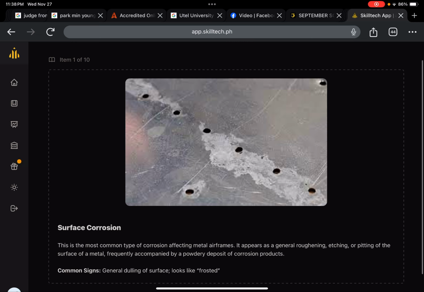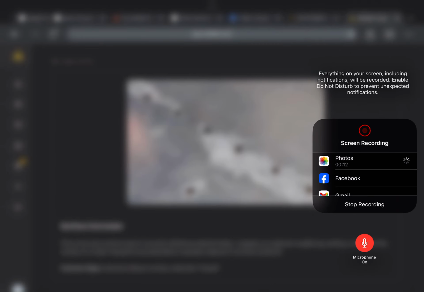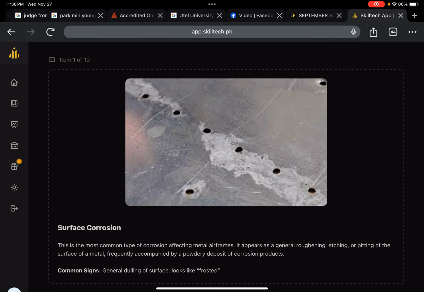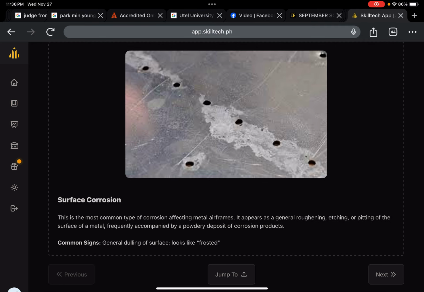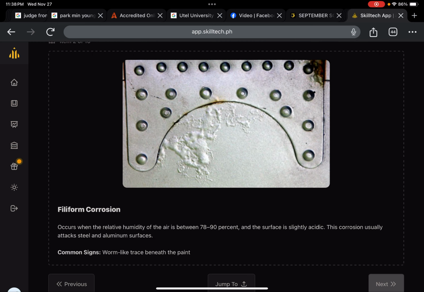So we have surface corrosion. Hello, you guys. So we're now in the corrosion part, still in the identification. Some of you may know this as frosted, is what they've said. So powdery deposit. This is a common type.